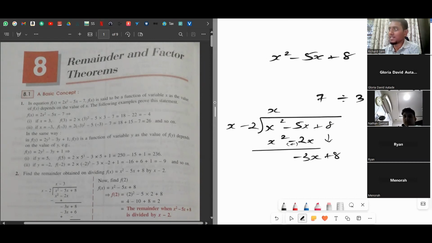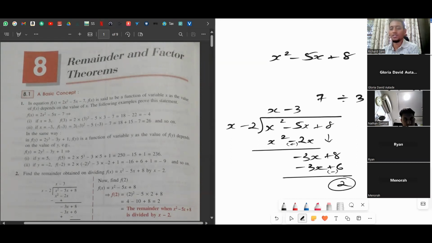Next, same thing repeats. x into how much is minus 3x? x into minus 3 is minus 3x. Then minus 2 into minus 3 is plus 6. Then you again subtract this. When you subtract, it will get 0. That is our aim. Here, this will become minus. So 8 minus 6 is 2. And that is our remainder. Finish, no? There's nothing else to bring down. So in other words, when we divide these two, our remainder is 2.